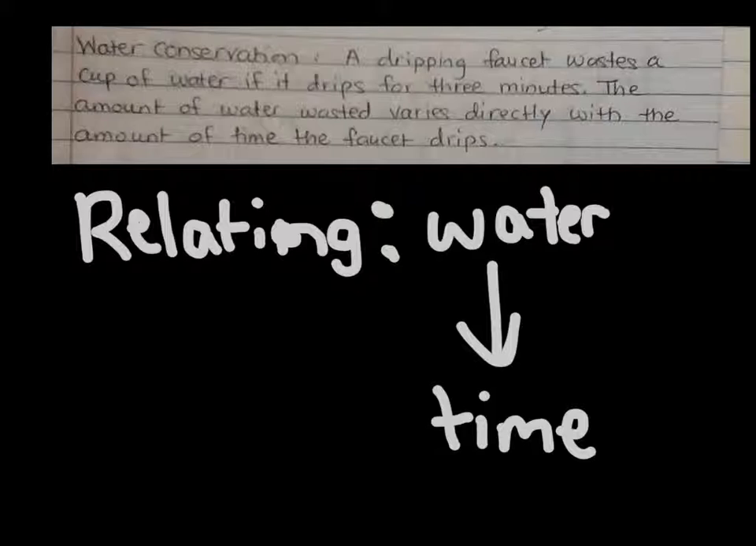Alright. So you guys see how in the question itself it says the amount of water wasted varies directly with the amount of time the faucet drips. So let's go on and write a basic formula for how we can define this relationship. Let's go on to the next slide and we'll write the formula down.